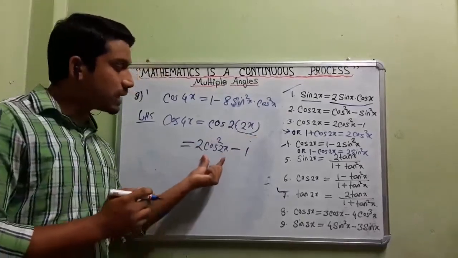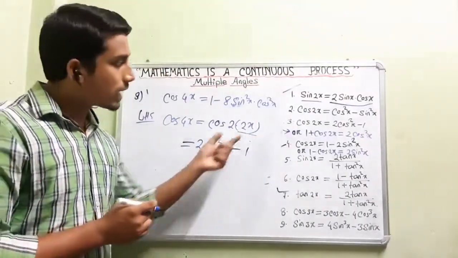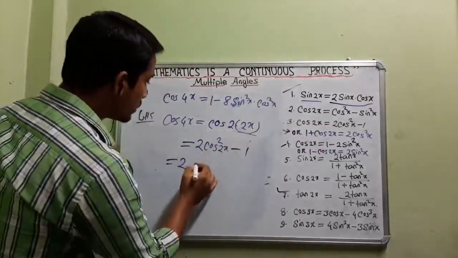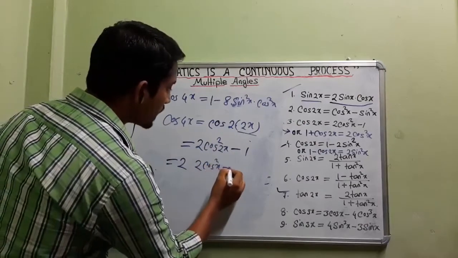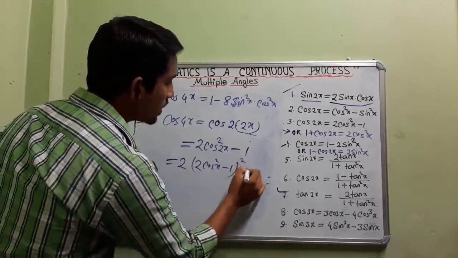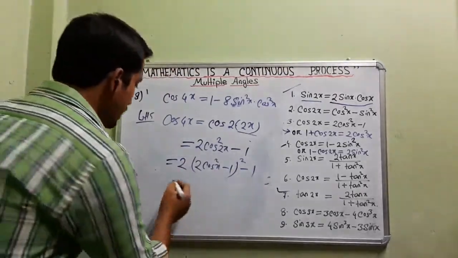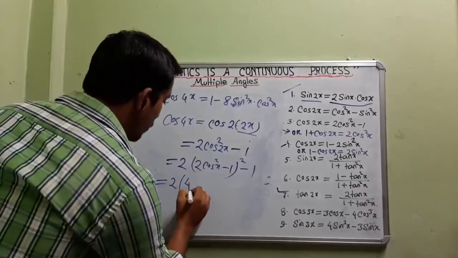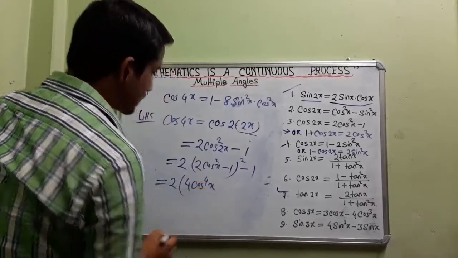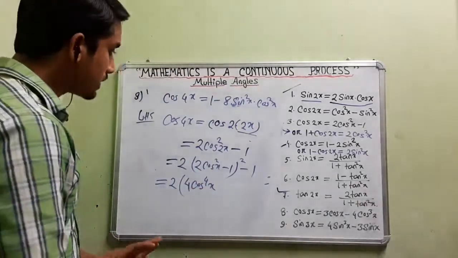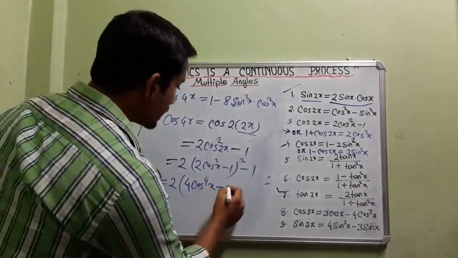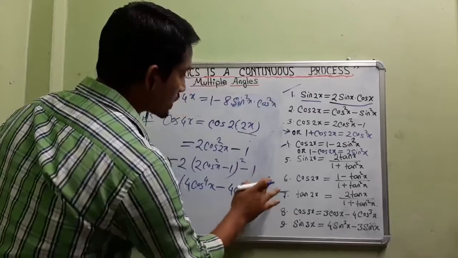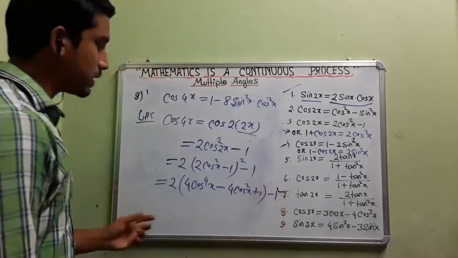Now again you can see there is cos 2x, so we can again put the formula. In place of cos 2x I put 2 cos square x minus 1, and since there is a square, it will be the whole square, minus 1. Now break the whole square: a square minus 2ab plus b square. So it will be 4 cos to the power 4 x minus 4 cos square x plus 1, and outside there is the 1, minus 1. We got this much.